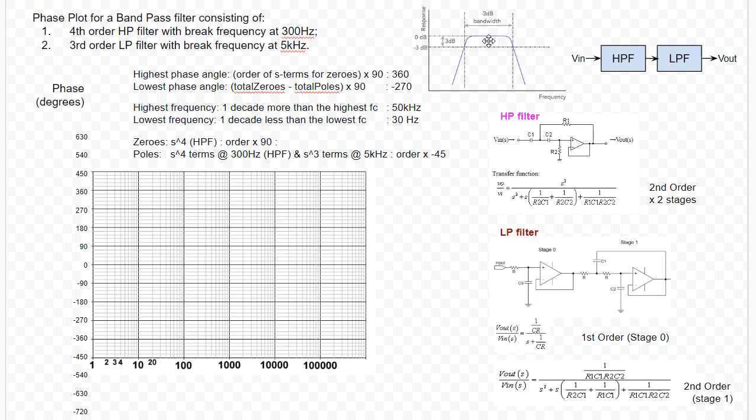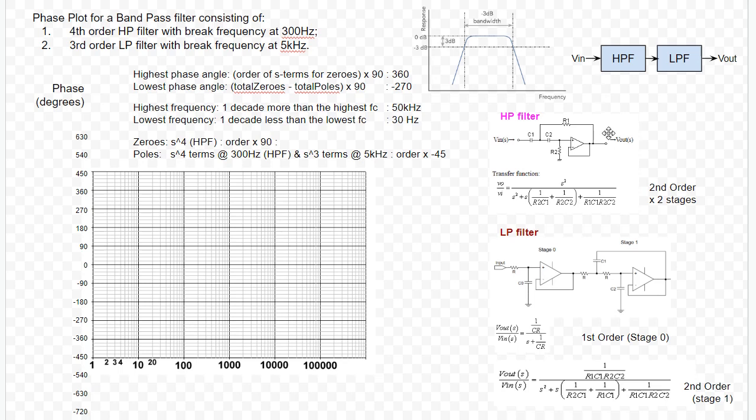Typically, we're going to use Sallen-Key topologies to create this filter. And so what we can do is we can cascade a high-pass filter with a low-pass filter. So the input goes into one end, and the output comes out of the other end of the second stage filter. All right, so that's how we can make a bandpass filter.